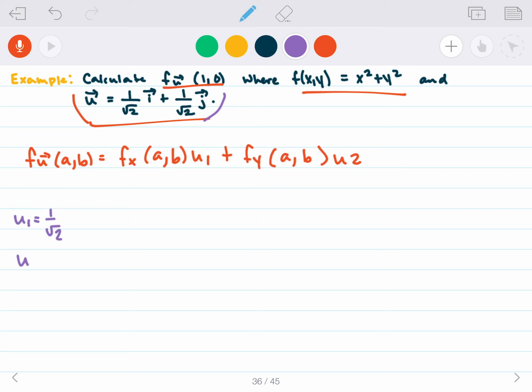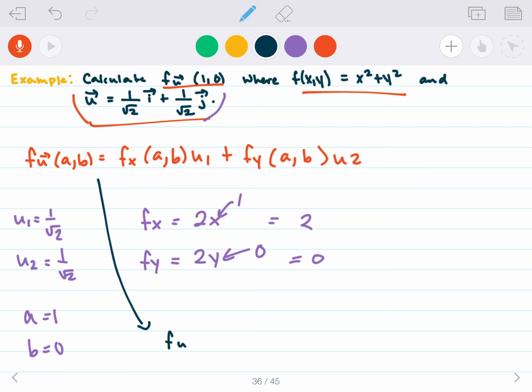Now the partial derivative with respect to x, okay, we're treating y like it's a constant. So the partial derivative with respect to x is just 2x. The partial with respect to y is just 2y for a similar reason. And if I plug in, we have a is 1, b is 0. If I plug in 1 here and 0 here, that's my x and my y, I get 2 and 0 respectively. Okay, so let's go ahead and use all of this here.